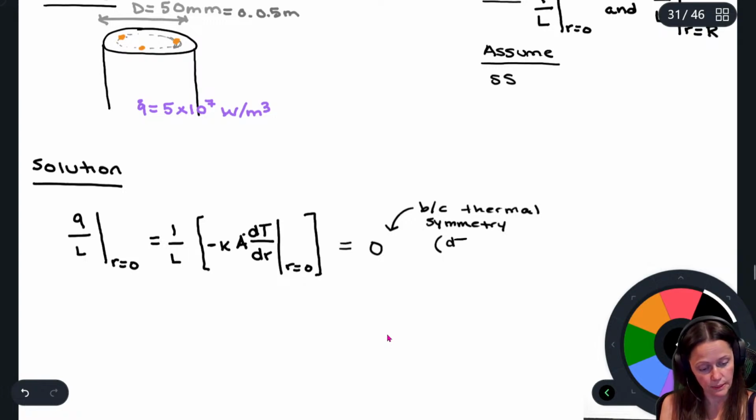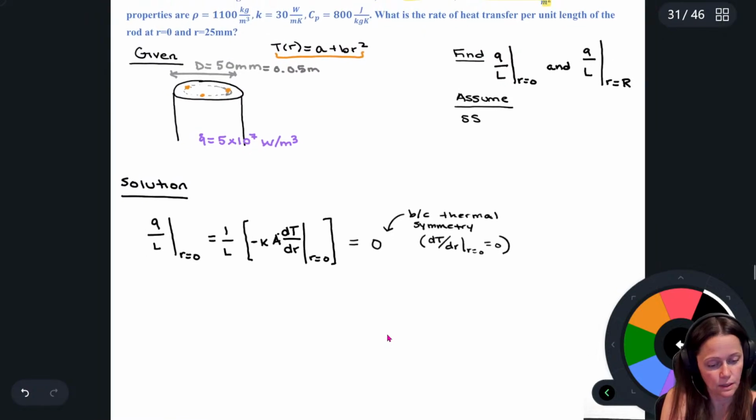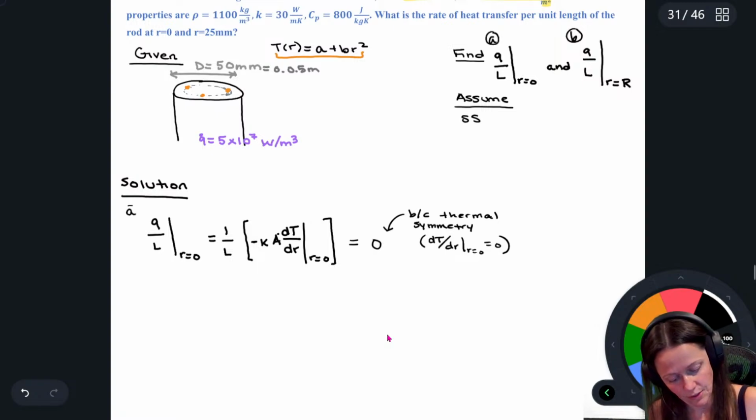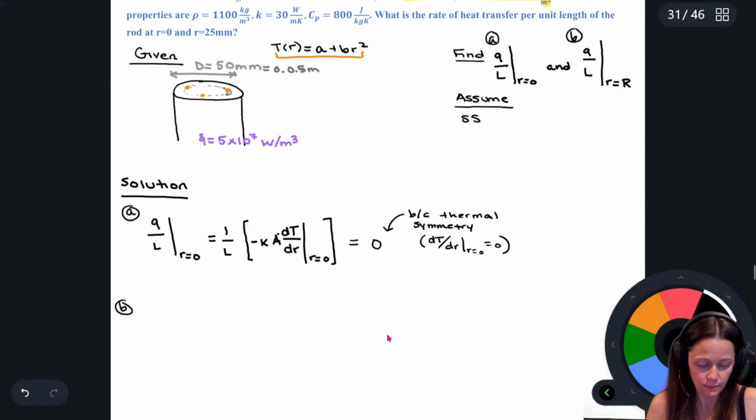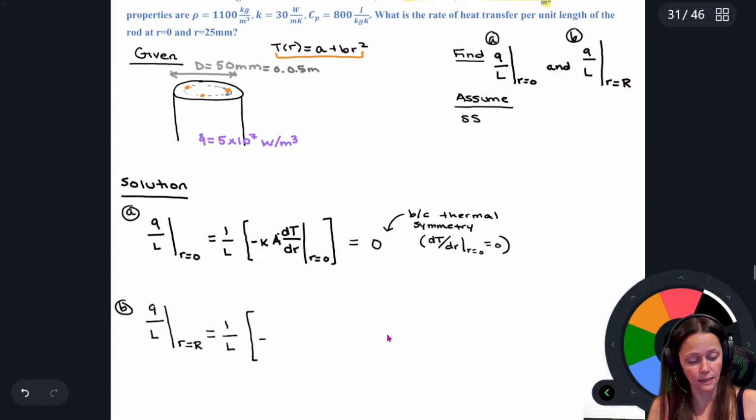Also, dT dr at R equals 0 is equal to 0. All right, so let's call this A and call this B. Okay, there's A. Now I got B. All right, so I'm going to do the same thing. Q per unit length, but this time I'm defining at R equals big R. So this is 1 over L, and this is going to be negative K times an area dT dr, all at R equals that big R.